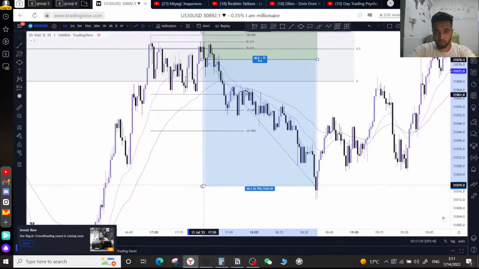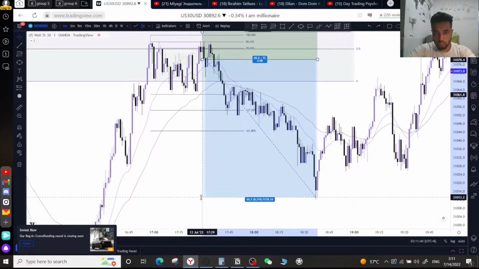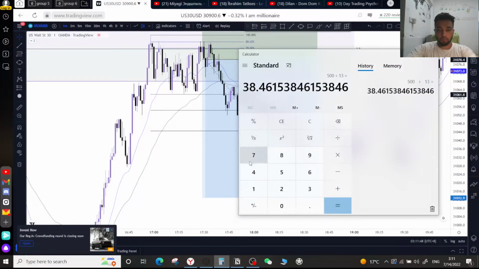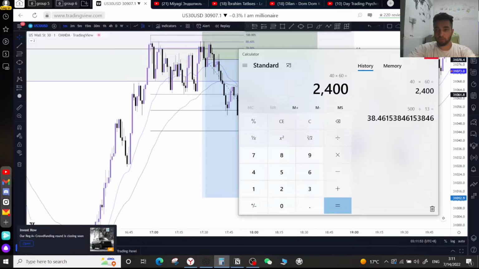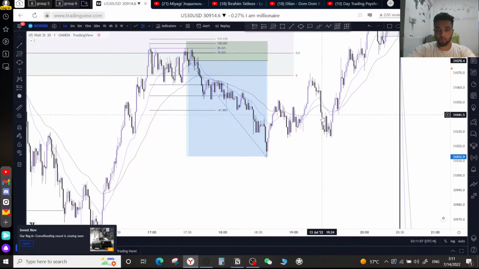Let's wait here, 1.5. Yes, it hit 1.5 as well. So let's say if I did 4 pips multiplied by 60, that could have been around $2,400. Yeah, that could have been a beautiful trade as well.